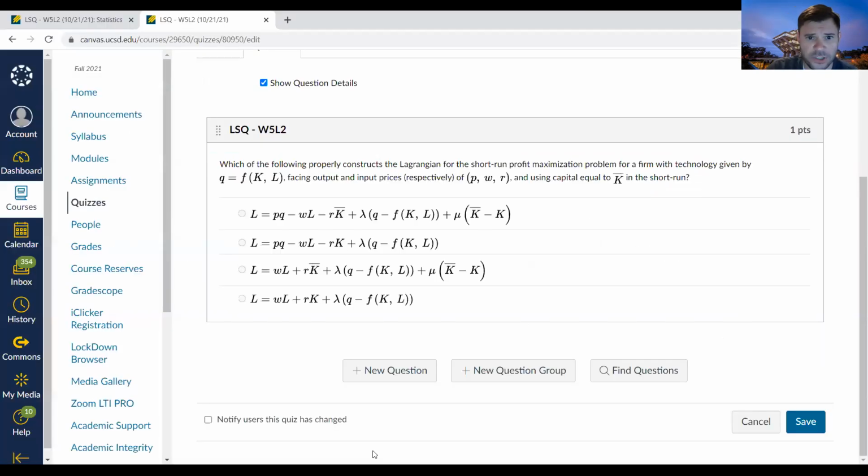Question asks, which of the following properly constructs the Lagrangian for the short run profit maximization problem, not the cost minimization problem? For a firm whose technology is given by Q equals F of K, L, facing output and input prices of P, W, and R, and using capital equal to K bar in the short run. And the correct answer, which about 20% of the respondents got, is this top one up here.